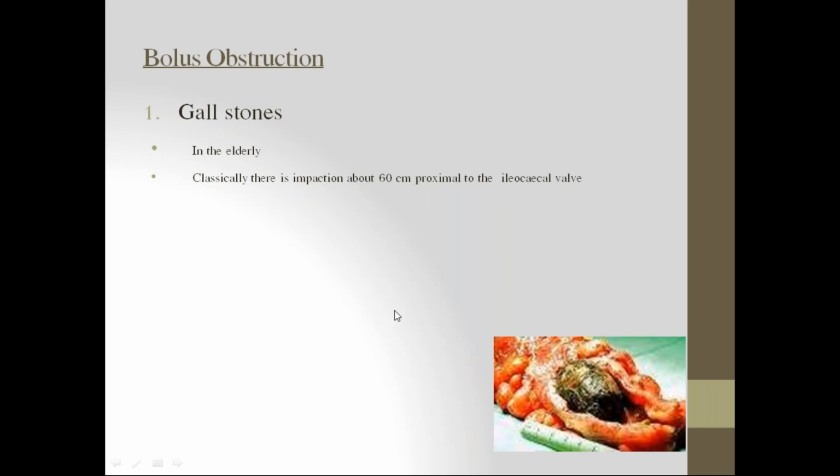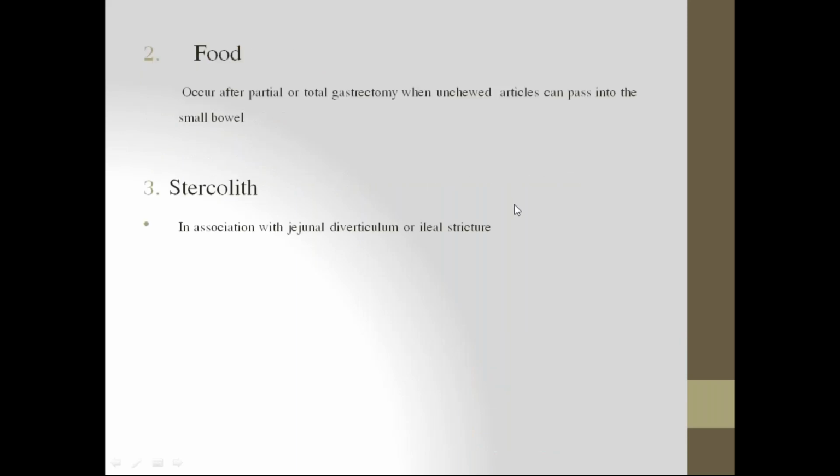Most commonly, a cholecystoduodenal fistula is present, and these stones travel through the fistula into the bowel and cause obstruction of the bowel. Focal impaction secondary to food is also seen in some cases, in patients who randomly ingest unchewed particles which are not digested in the gastrointestinal tract. There are various conditions.